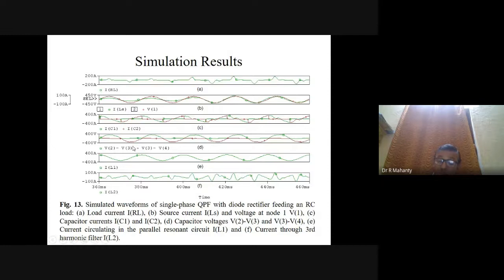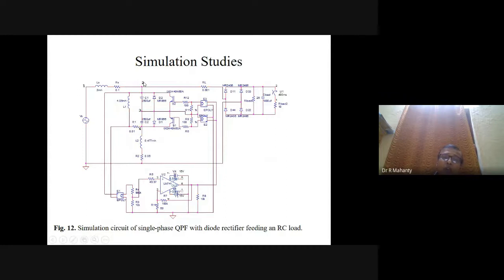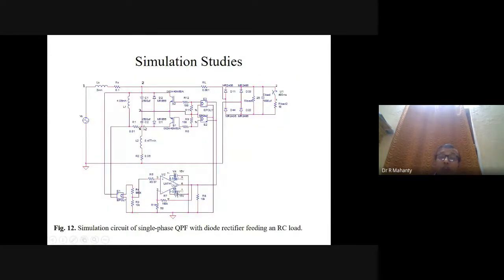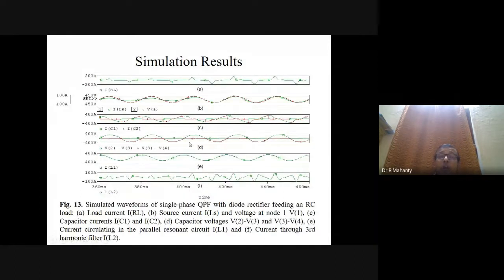Now, if you see V2 minus V3 and V3 minus V4, what is V2 minus V3? V2 minus V3 is the voltage across capacitor C1, and V3 minus V4 is the voltage across capacitor C2. Now you can see that together they become sinusoidal. V2 minus V3 gives you the positive half, and V3 minus V4 gives you the negative half. Together, that is the voltage between V2 and V4, so this becomes a sinusoidal voltage.